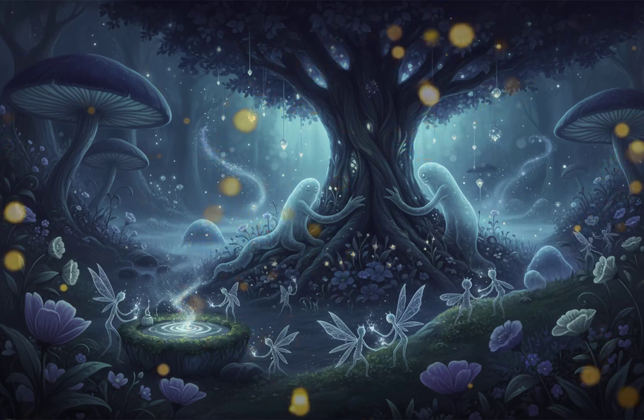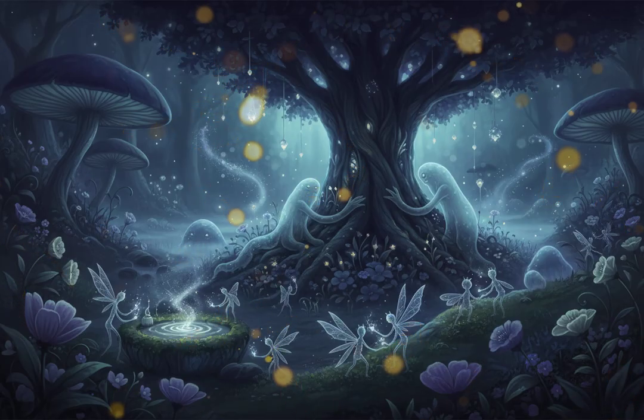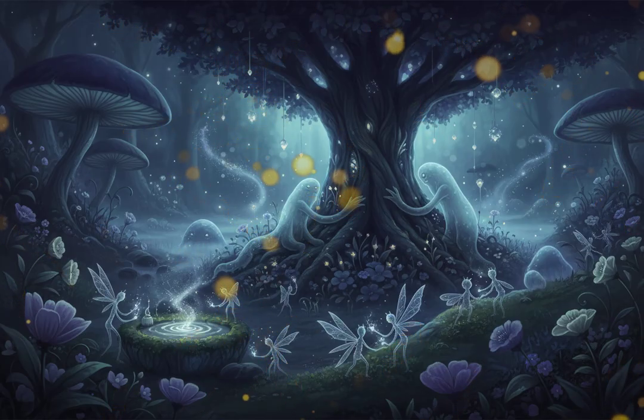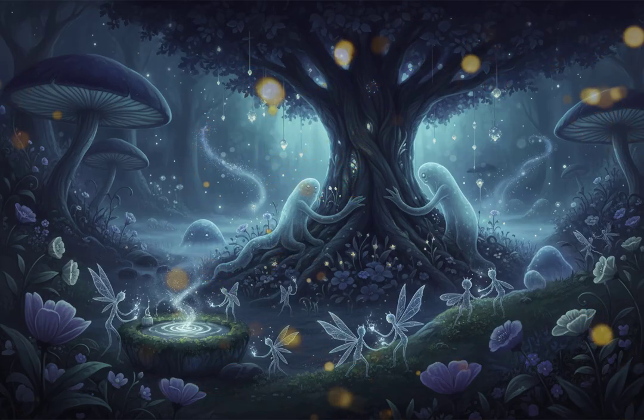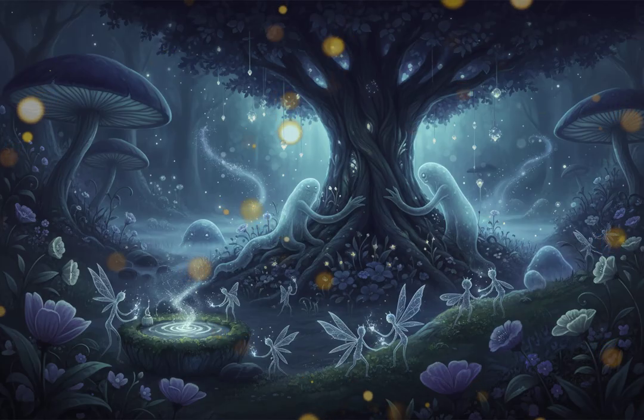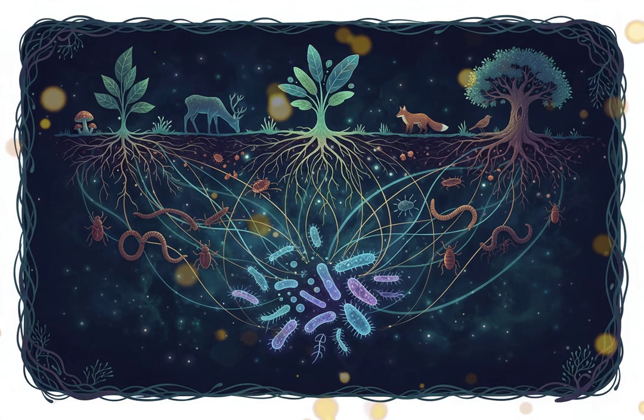It not only enriches the soil, but also supports the entire food web. When plants uptake nitrogen, it becomes a part of their structure, eventually feeding herbivores, which in turn nourish carnivores. The cycle continues, demonstrating how interconnected life truly is.